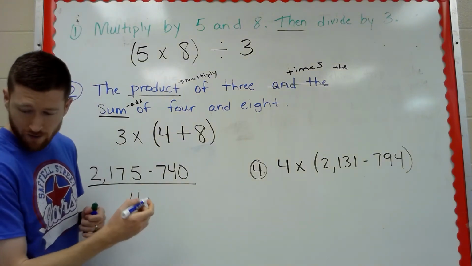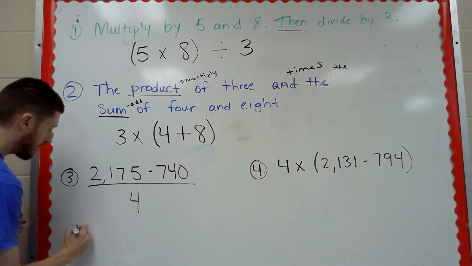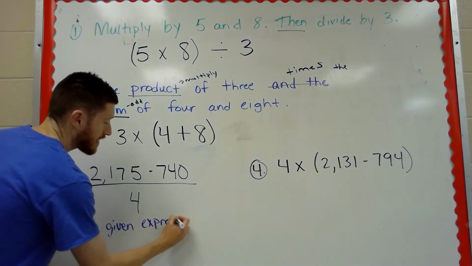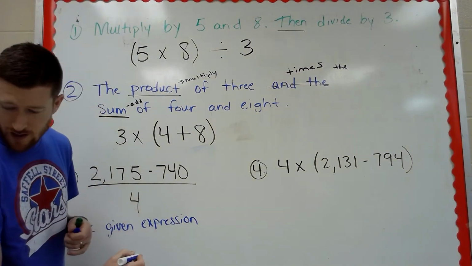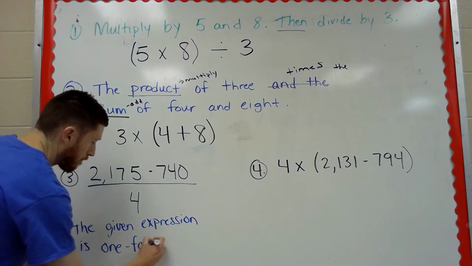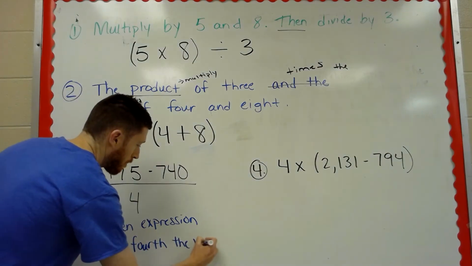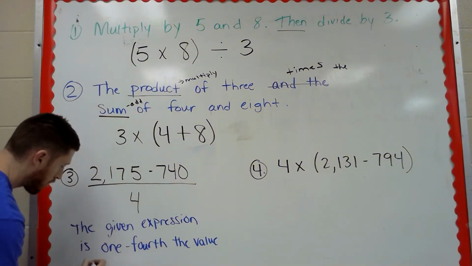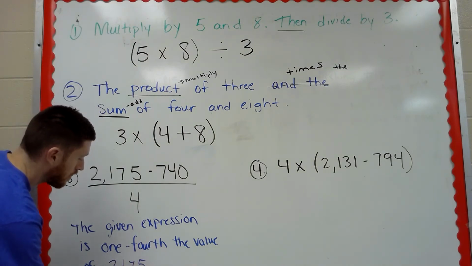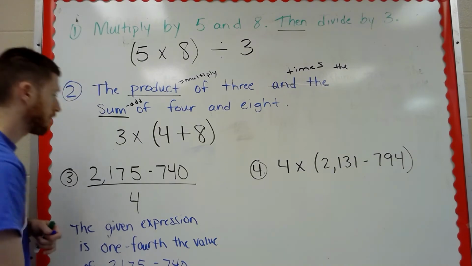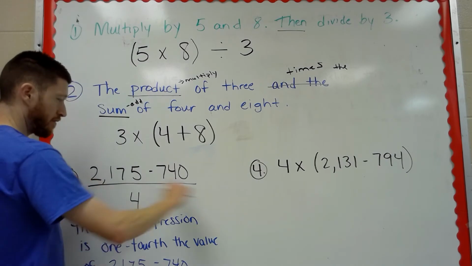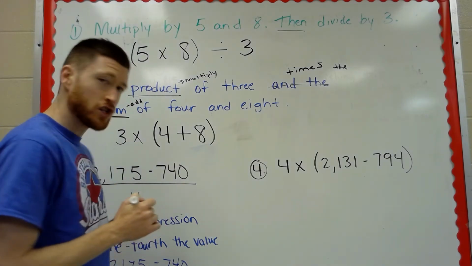So we would say the given expression, and I am going to write this out so that you can see exactly what this looks like in words. The given expression is 1/4 the value of, and then of course it's 2,175 minus 740. Okay? So in order to solve this, if you were going to solve it all the way, you would do the top first and then divide by 4. This fraction bar is essentially a division problem. Okay? All right, now let's take a look at this one.